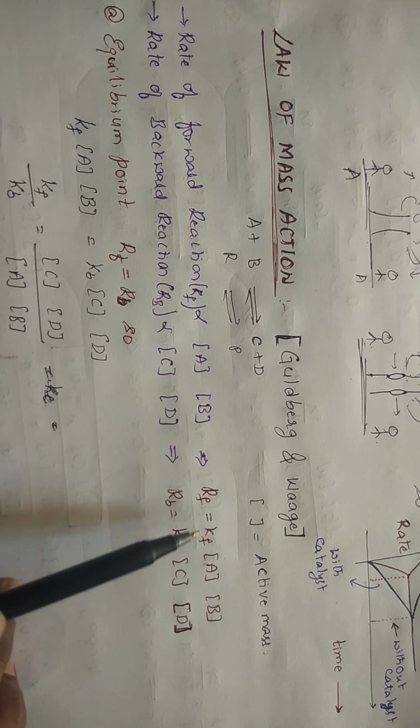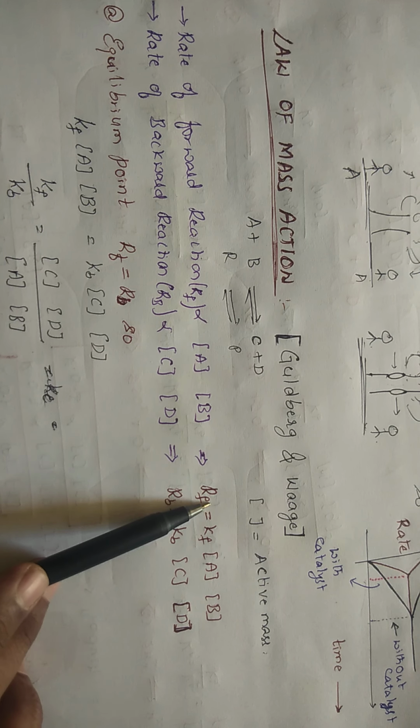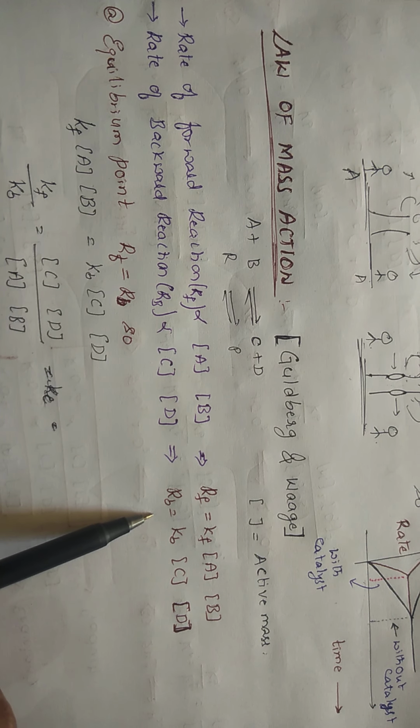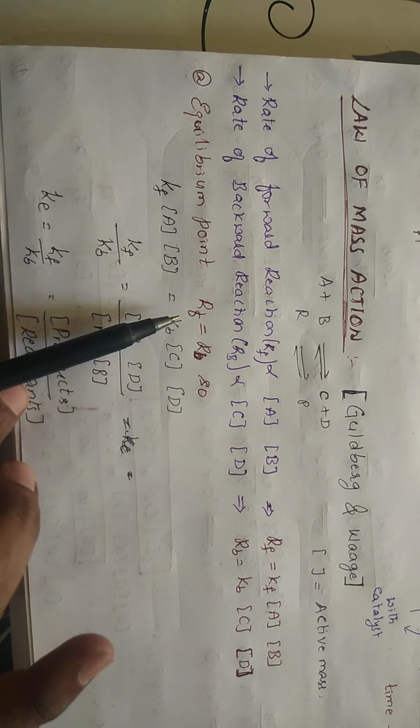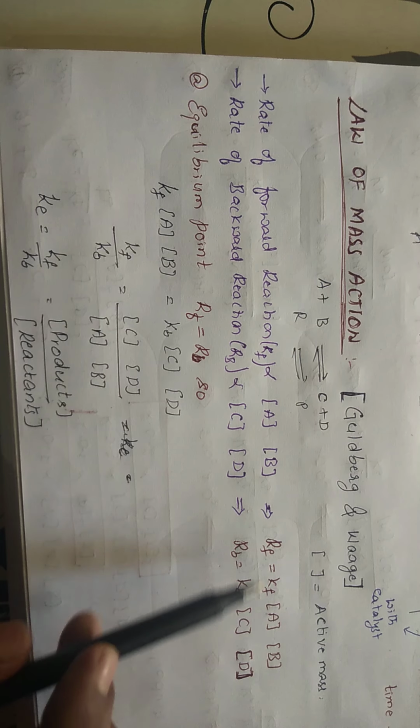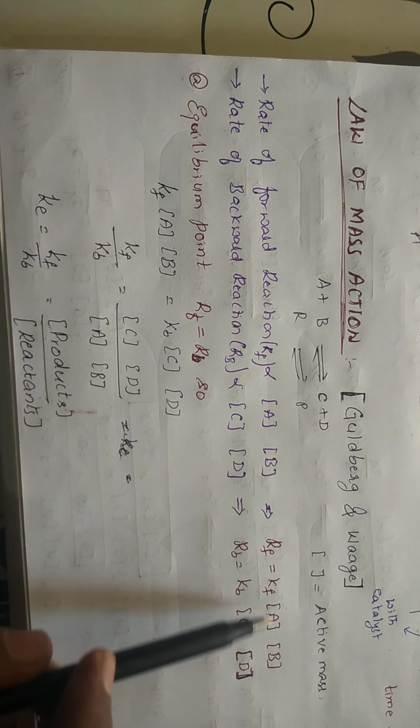And we know very well that at the equilibrium point, the rate of forward reaction should be equal to the rate of backward reaction. That is what we are learning from the starting point. So the rate of forward reaction is equal to the rate of backward reaction. So these two are equal. So what should it be? As LHS are equal, RHS should be equal.